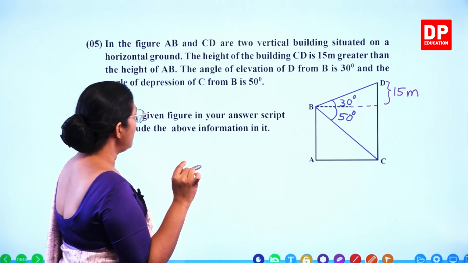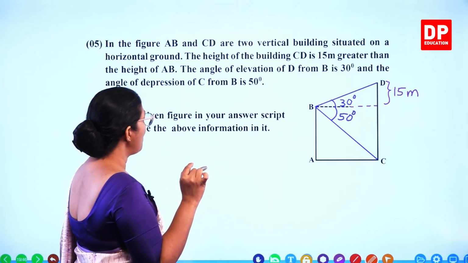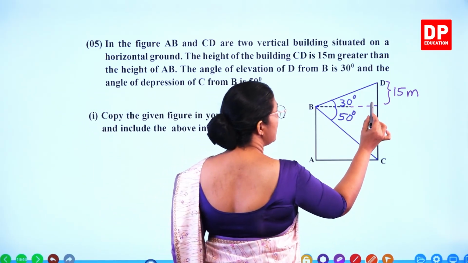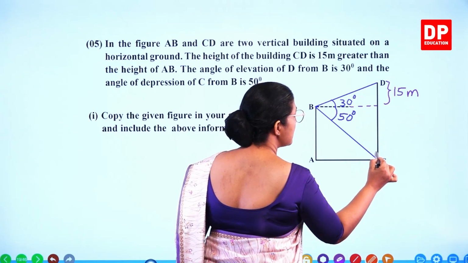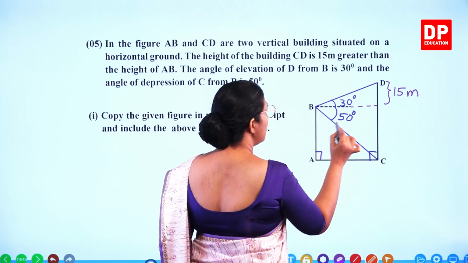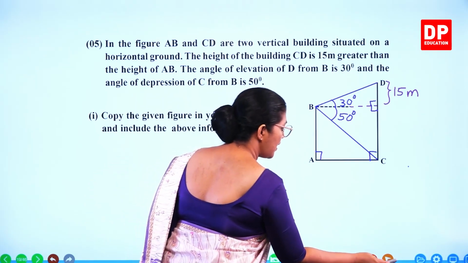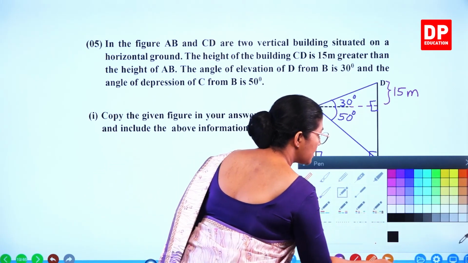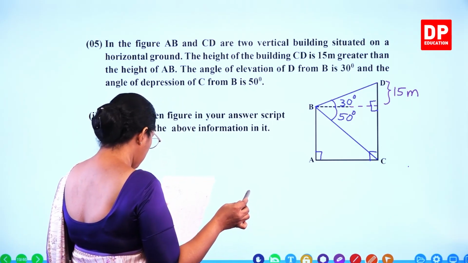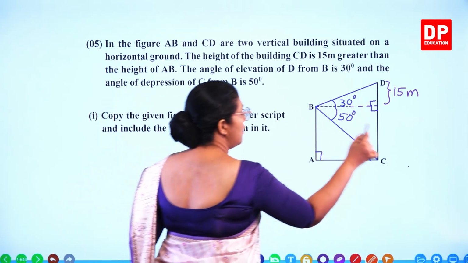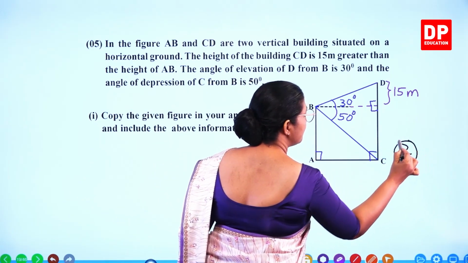Copy the given figure in your answer script and include the above information. And here you need to know this is the horizontal line and these are the vertical lines. Here all these are 90 degrees. To mark everything, you will get how many marks? You will get 2 marks for showing all this information.